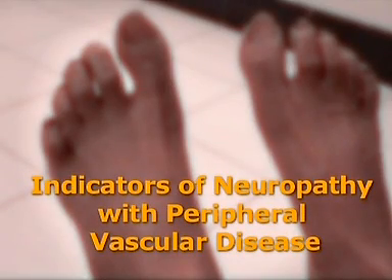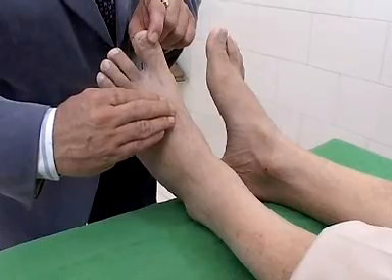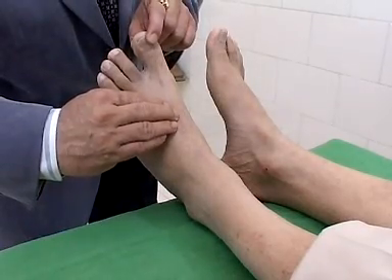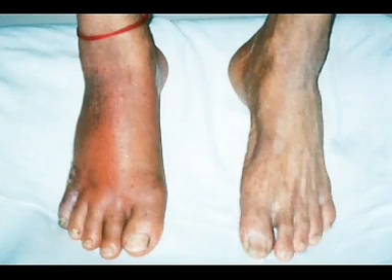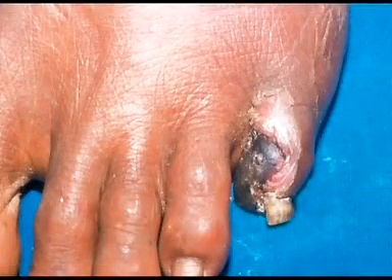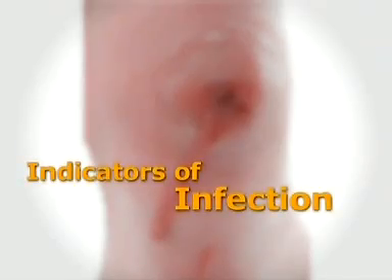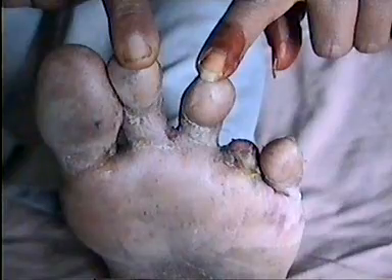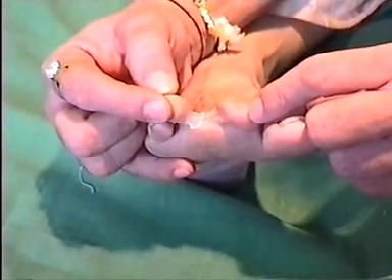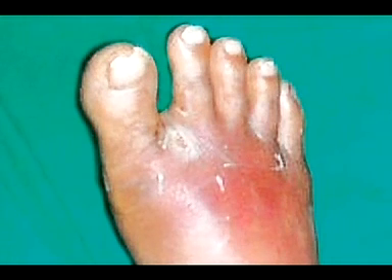Indicators of neuropathy with peripheral vascular disease are loss of peripheral pulsation, loss of hair on dorsum, dark dusky skin, feet turning red in dependent position, and neuroischemic ulcer. Indicators of infection. Discharge from feet indicates infection. Presence of maceration is usually a sign of fungal infection. On observing reddish skin with swelling, always keep Charcot foot as differential diagnosis.